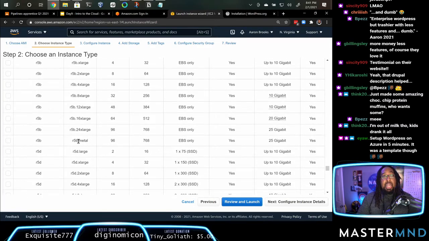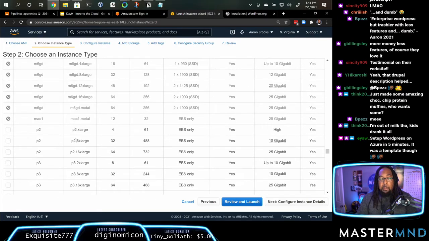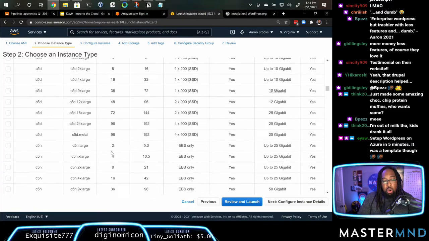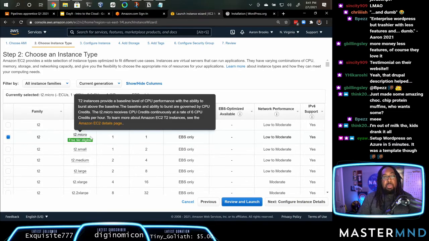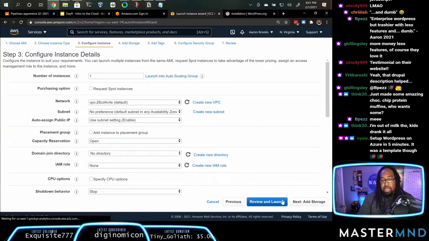Maybe you need something that has a lot of graphics processing power. That's where your P servers might come into place. So there's a bunch of different classes of servers depending on what your workload is. And again, part of getting into the cloud is to know what makes sense there. These T servers are general purpose servers. That's what we can use and get set up.